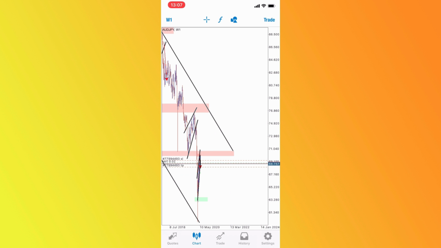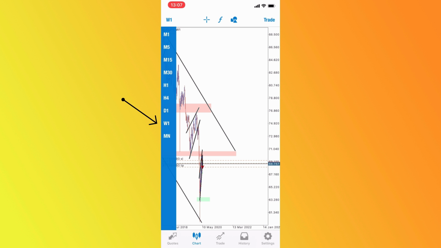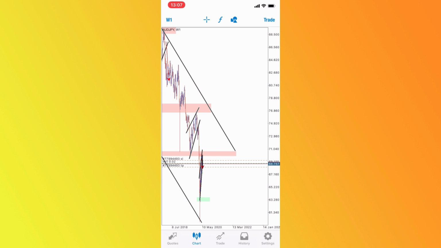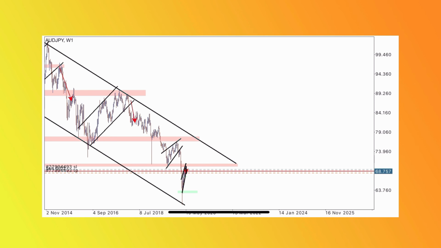So when we analyze the market, we always start from higher time frame like the weekly chart, and we turn the phone horizontally to have a clearer view of the charts.